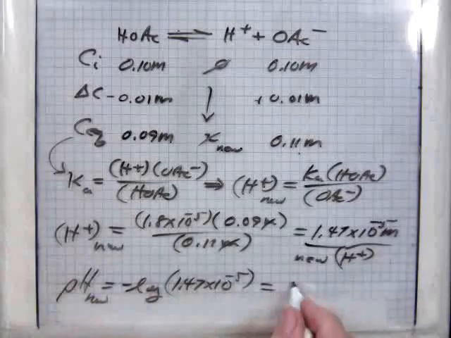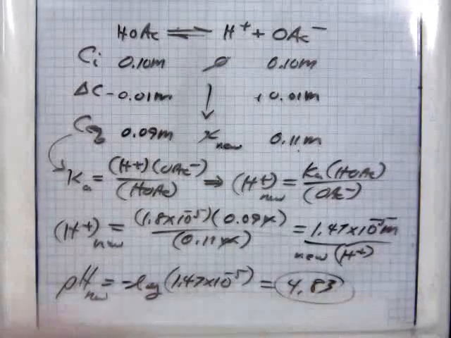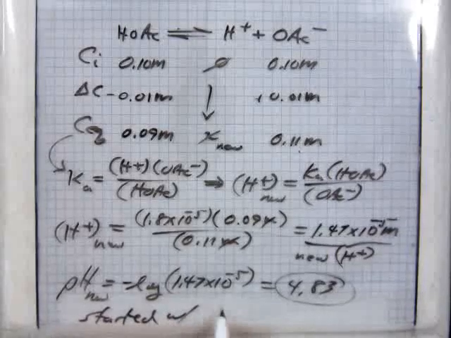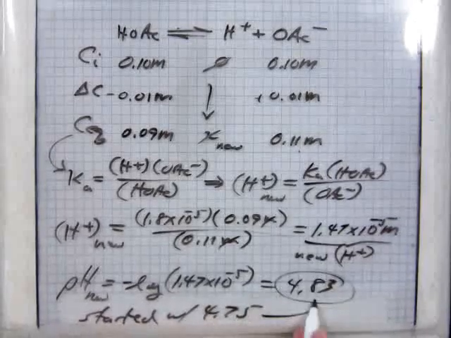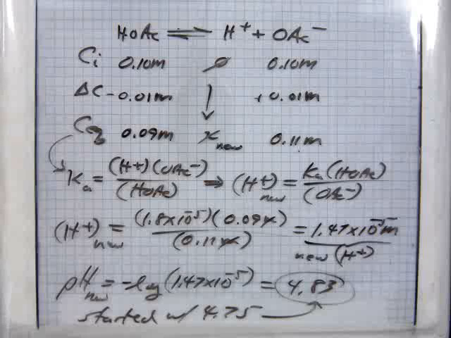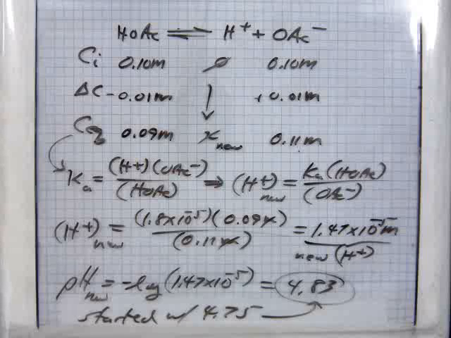And we have a 4.83. And we start with a 4.75. So it moves more basic. So the rule is if you add excess acid to a buffer, it'll shift the pH in the acid range. So when you work through your problem on test day, you want to be sure it's going in the acid direction if you add an acid. And you want to be sure you finish on the base side if you add a base.